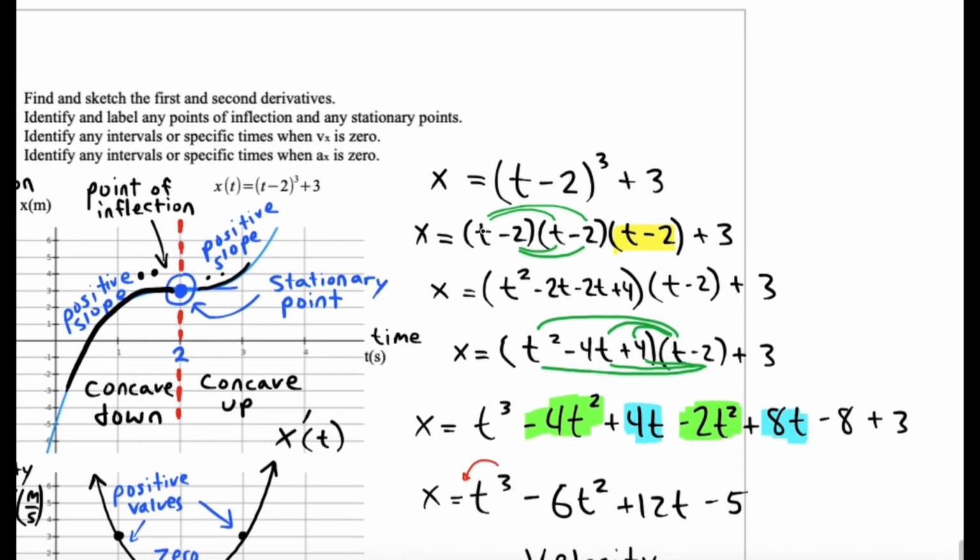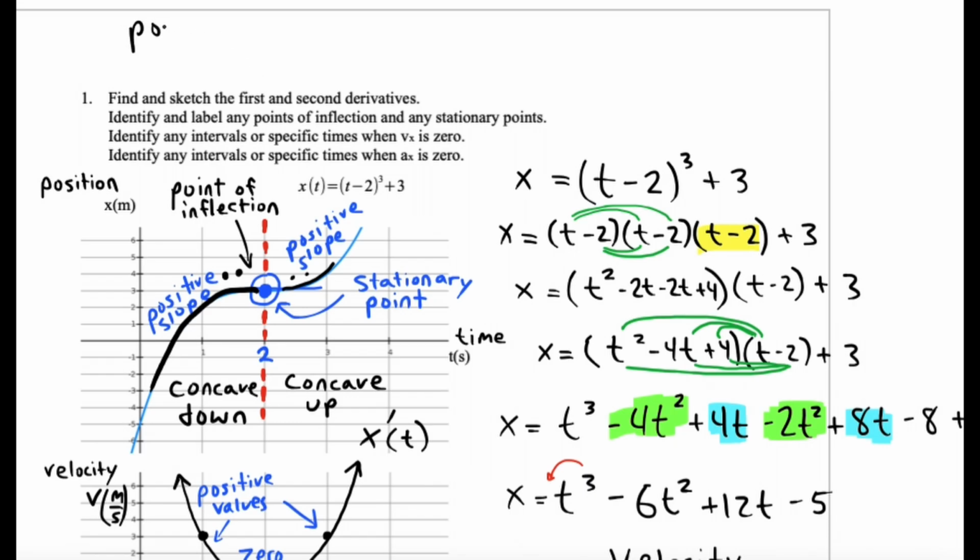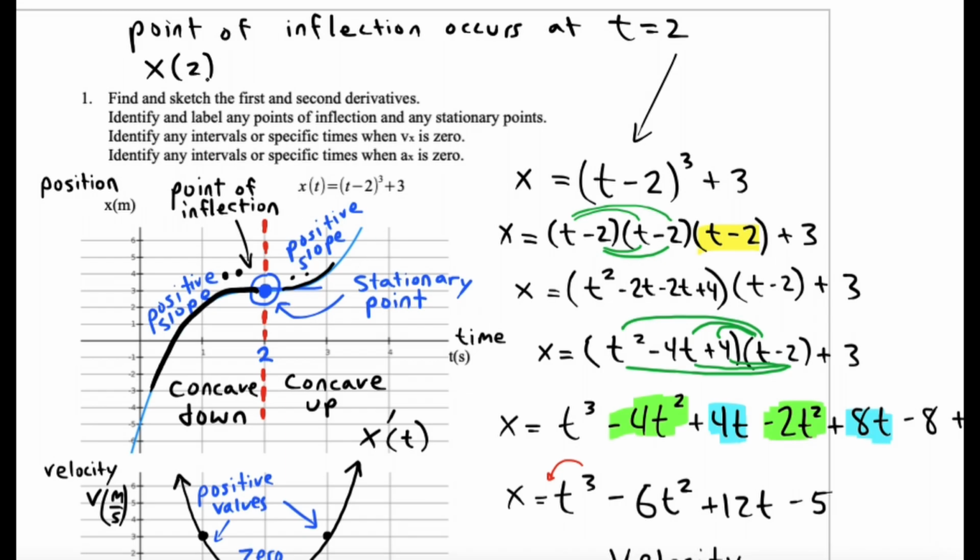So the way to find that is we know that the point of inflection occurs at t equals 2. So what we can do is now plug that 2 into the original function to find the location of the point of inflection. So I would do x of 2, which is going to be 2 minus 2 cubed plus 3, which is just 3. So now your 2 and your 3, they go together to make the coordinates of that point of inflection, 2, 3.